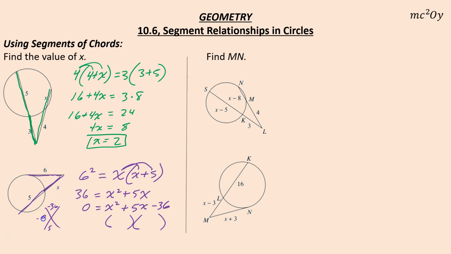Okay, so in this case, positive 9 and negative 4. So we get x plus 9, x minus 4. And so the zero product property says if this times this equals 0, then one of these is 0. So x plus 9 equals 0 when x equals negative 9, and x minus 4 equals 0 when x equals 4. Okay?